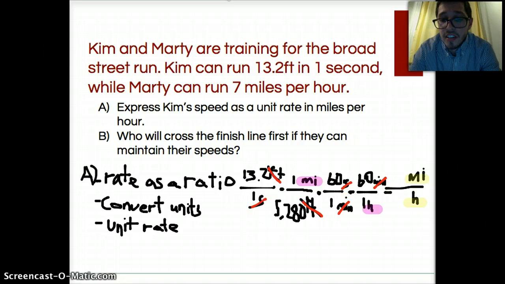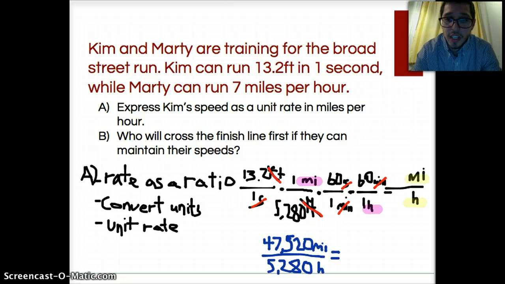So what is that going to turn out with? Well, I just multiply across because they're all fractions. When you multiply it all out, I put it in the bottom here, 13.2 times 60 times 60 and also times that 1 are going to equal 47,520 miles, because that's what our last unit was, over 5,280 hours. Again, hours is the only unit left. That's going to simplify to 9 miles per hour.